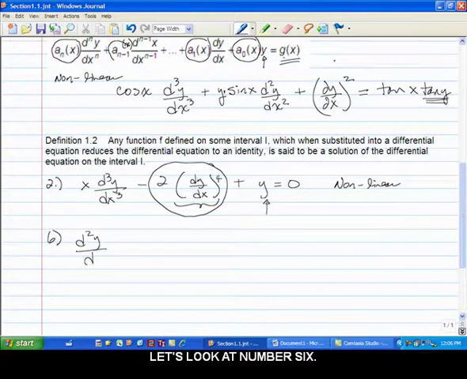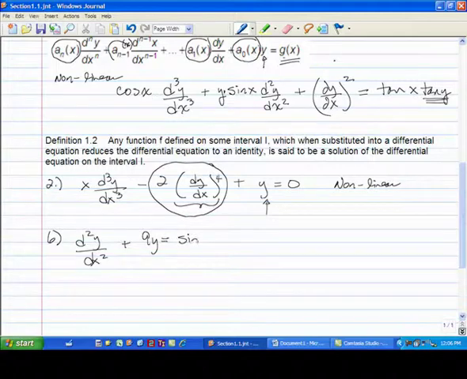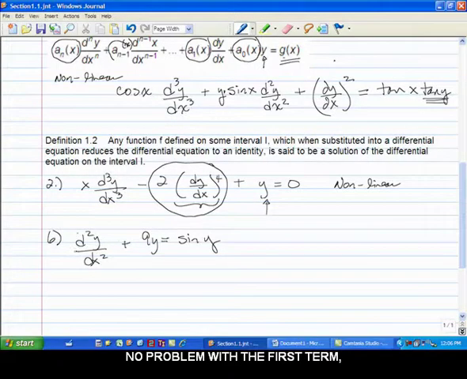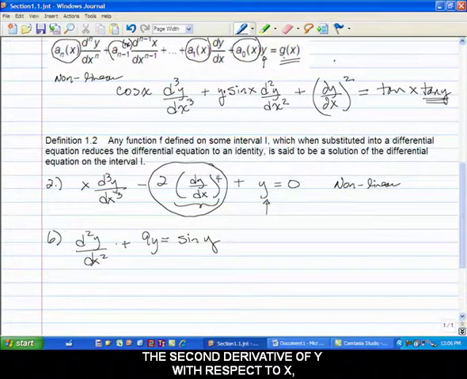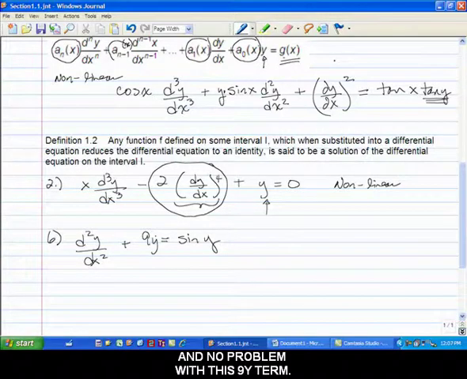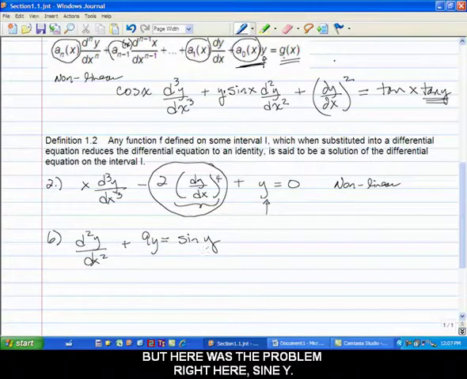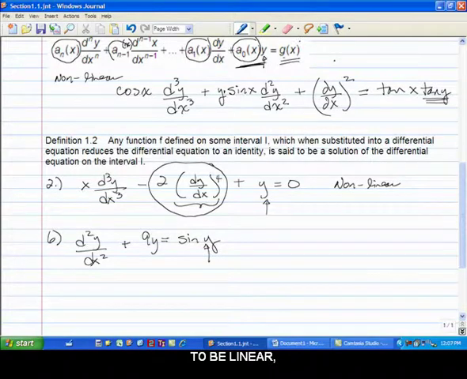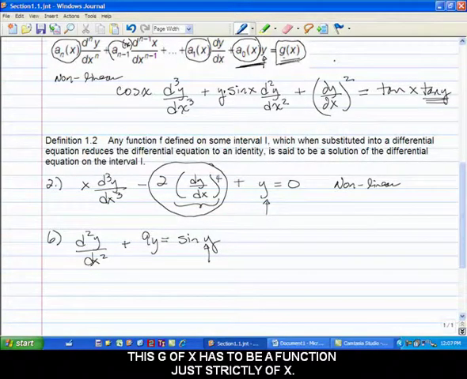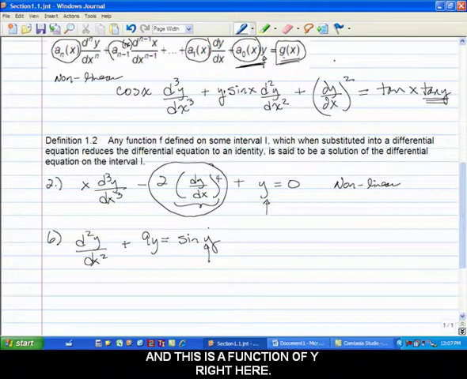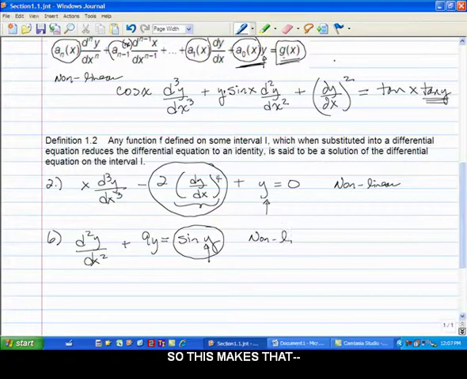Let's look at number 6. Again, another nonlinear. No problem with the first term, the second derivative of y with respect to x. And no problem with this 9y term. That's perfectly fine. That's just the last term over there on the left. But here was the problem right here, sine y. To be linear, this g of x has to be a function just strictly of x. And this is a function of y right here. So this had problems right there.